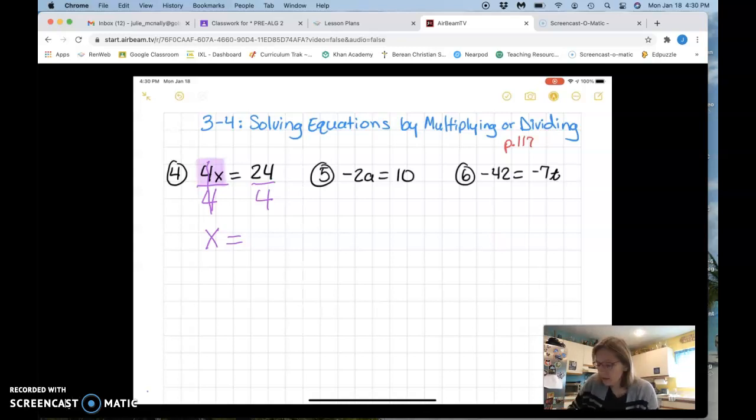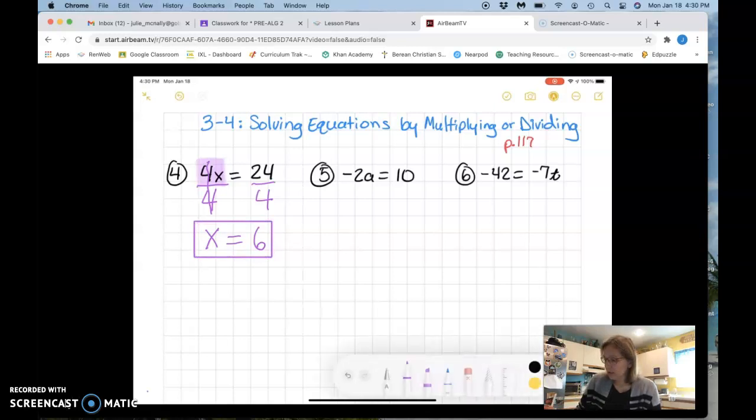So you're just going to divide the numbers now on the other side. 24 divided by 4 is 6. And if you need to use your calculator for that part, feel free. Okay, so let's go to the next one.